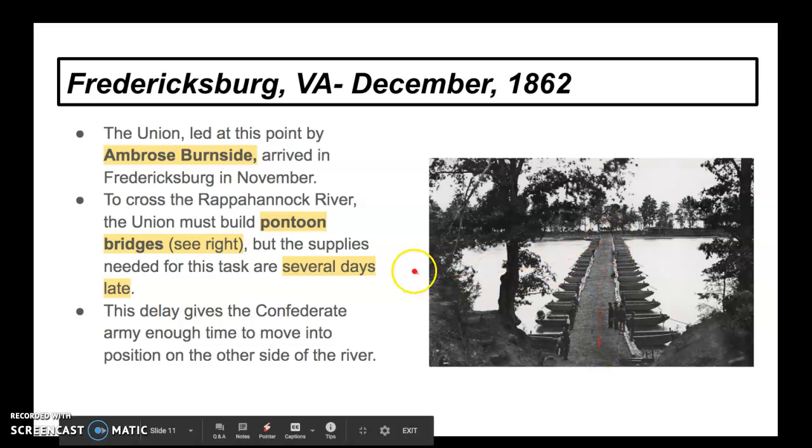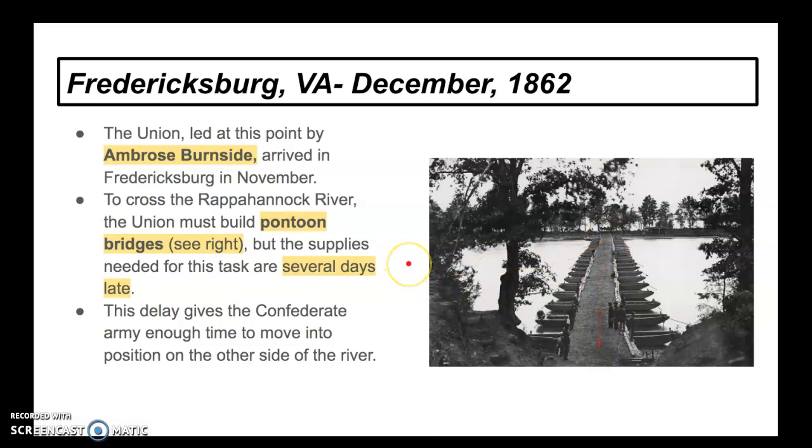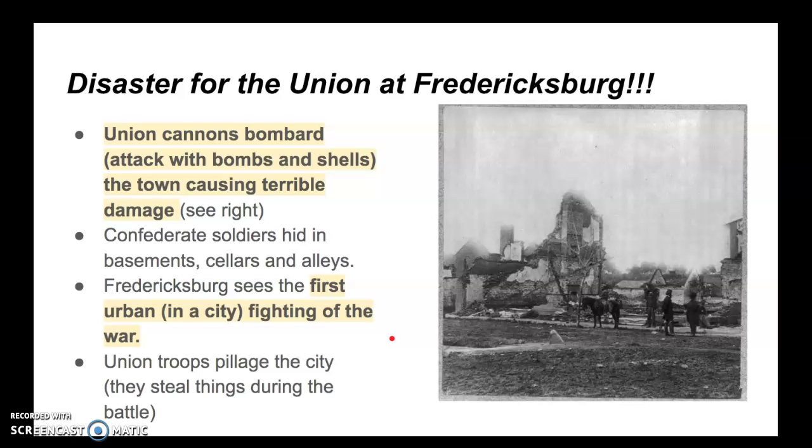It takes a lot of work to set those up. You need a lot of supplies. Bad thing is for Burnside and the Union, those supplies are several days late. They have to come down the river from D.C. on the Potomac and then get up the Rappahannock, and it just takes too long. While there's that delay, the Confederate Army can move into that area and position themselves on the other side of the river. So I thought it was going to be a bloodless crossing of that river.